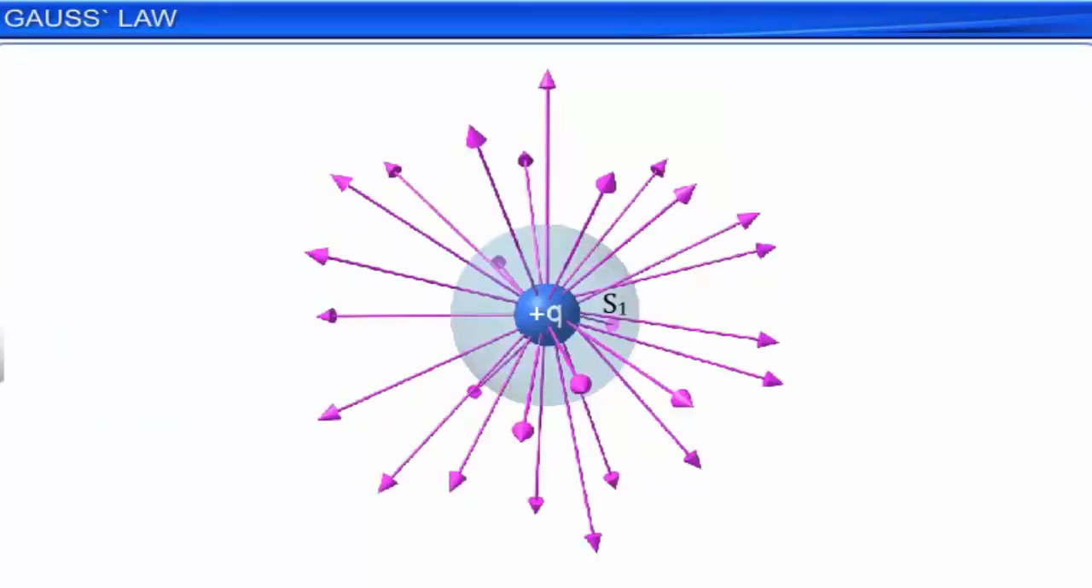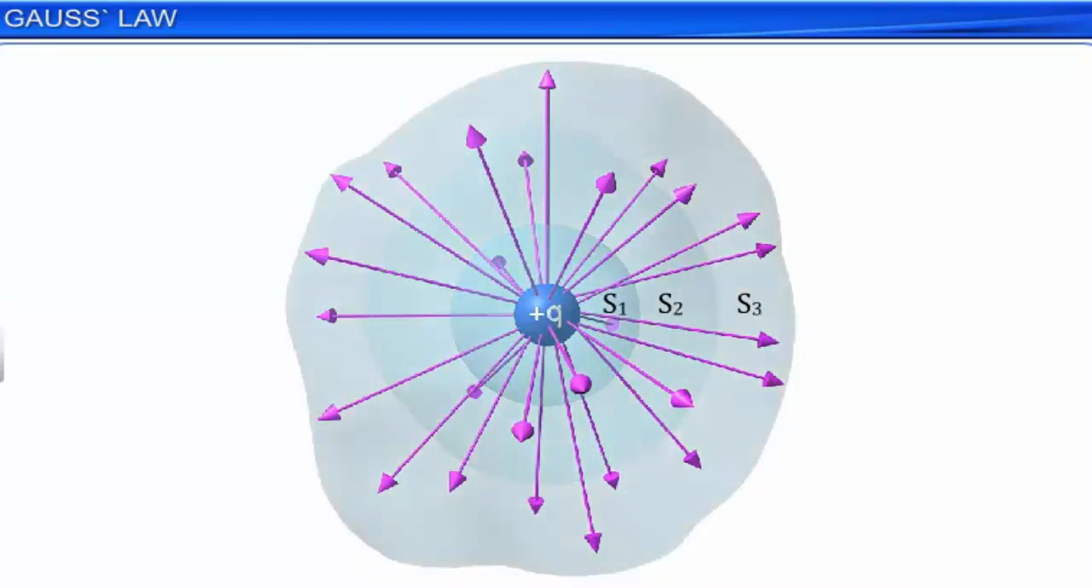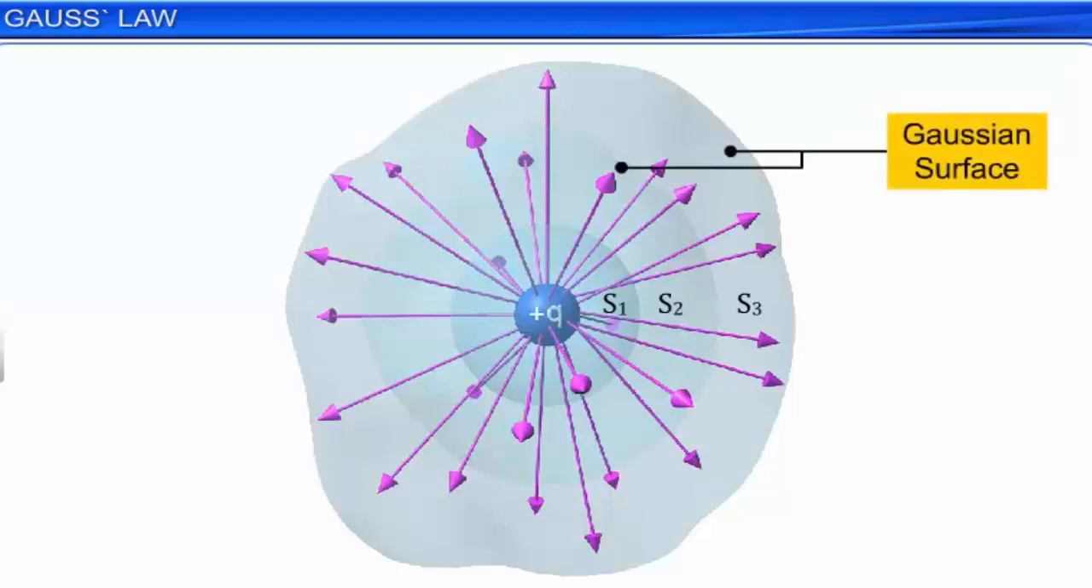Now consider two other closed surfaces, S2 and S3, around S1. We see that since S2 and S3 are closed surfaces, they can also be referred to as Gaussian surfaces. But it is important to note that the surfaces S2 and S3 are of arbitrary shape.